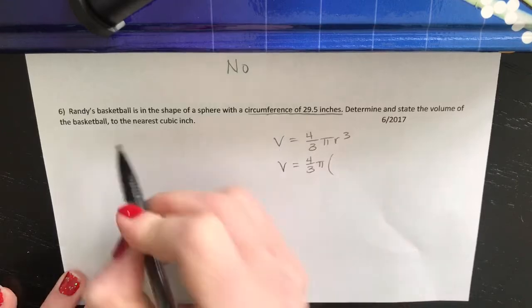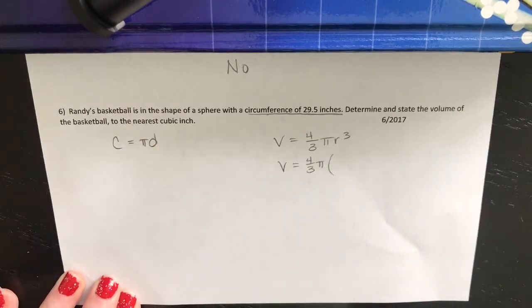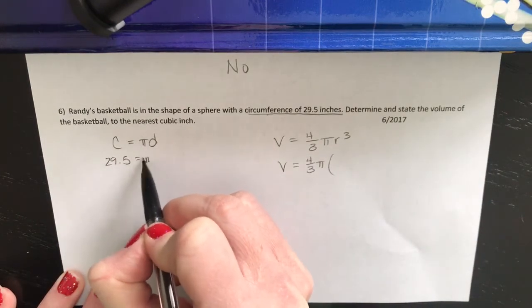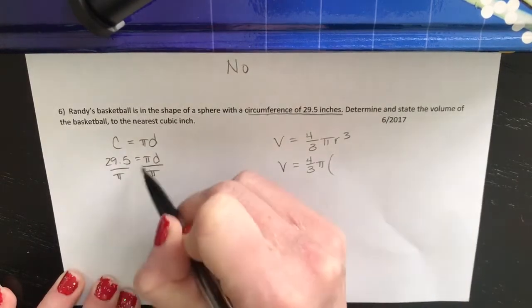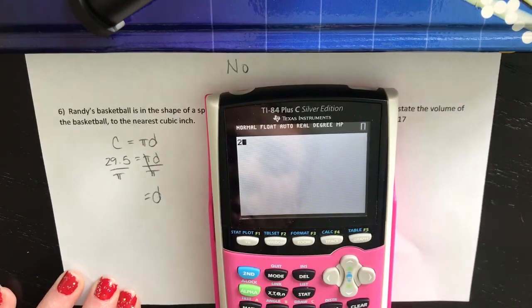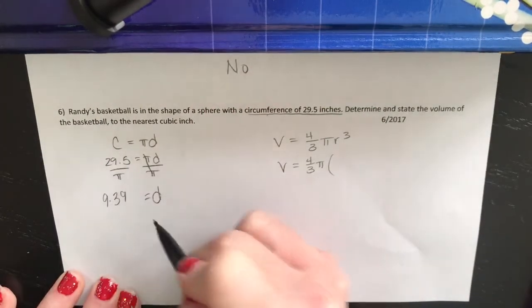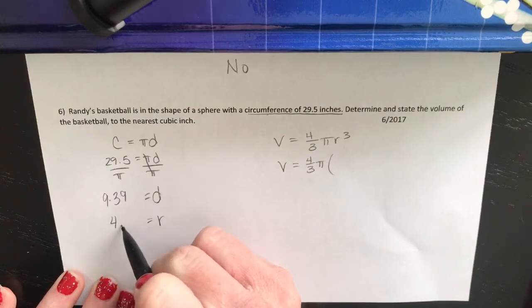If you go to your reference sheet, you're going to see this formula: circumference equals pi times diameter. They told us the circumference was 29.5. So I can divide both sides by pi, and that will tell me the diameter. 29.5 divided by pi gives me a diameter of about 9.39. You would simply divide that by 2 to get a radius of approximately 4.7.